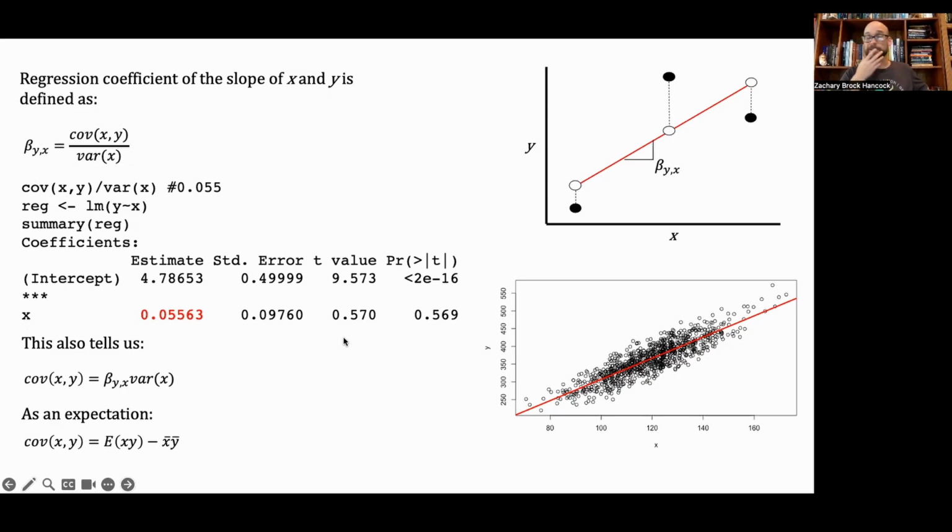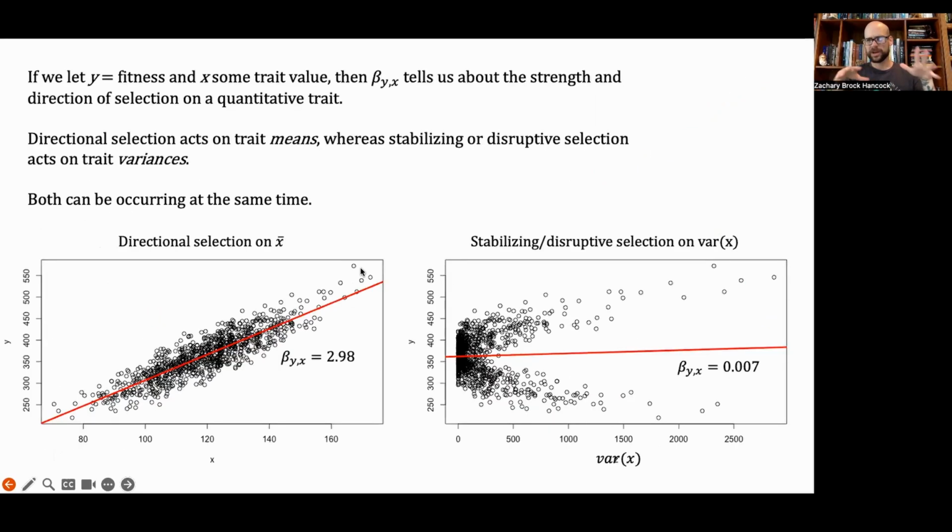Okay, now this also tells us something pretty cool in that we can also redefine covariance as equal to the beta regression coefficient multiplied by the variance in x, right? We can just rearrange this equation up here, and that gives us a new definition of covariance. And so in expectation, the covariance between x and y can be written as equal to the expectation of the product of x and y, of those two vectors, minus the mean product of those two vectors. Okay, so that was a little abstract.